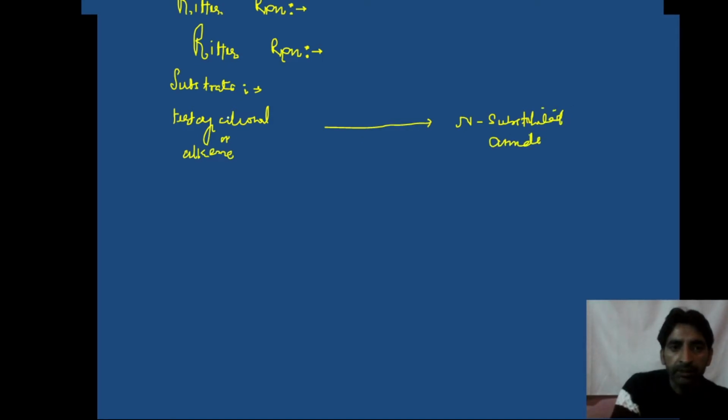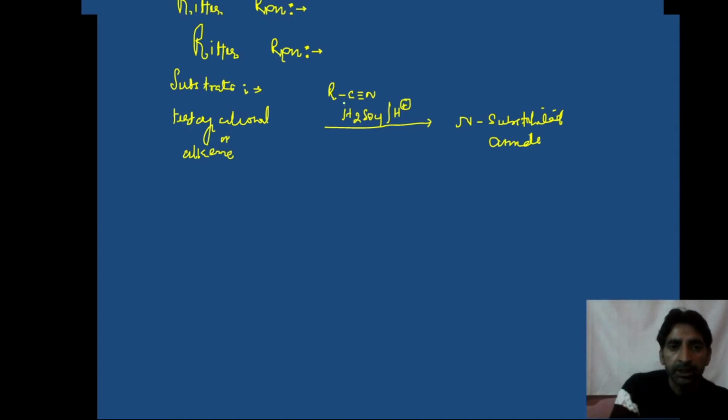Now how is this alkene or tertiary alcohol converted into an N-substituted amide? What is the reagent in this reaction? The reagent is a nitrile, that's RCN, in slightly acidic conditions, for which we may use H2SO4. H2SO4 provides H+, the proton source that is required.